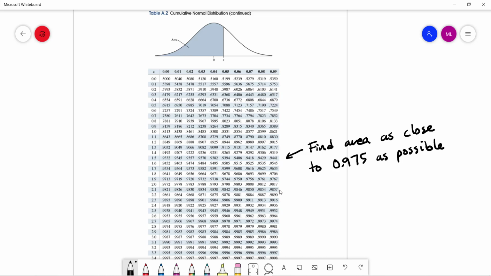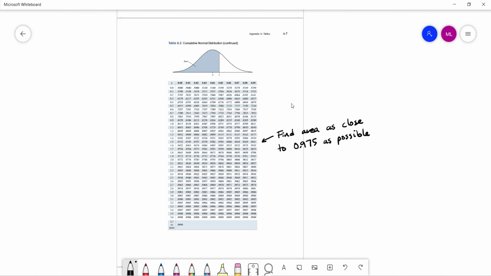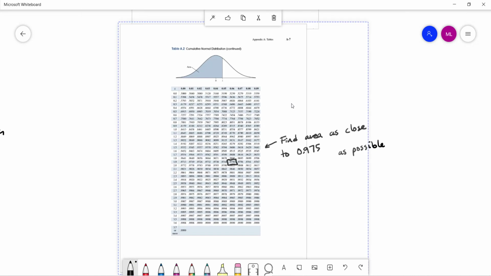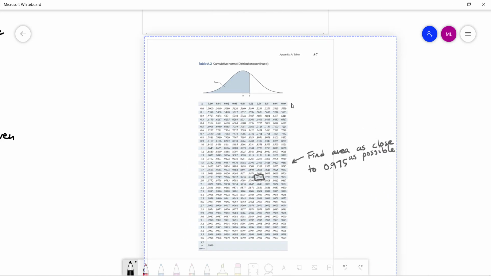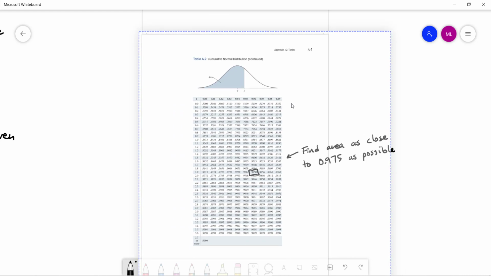So if we go through this, I see some 0.97s down here. This is still a little high. Let's see, right there, 0.9750. It shows up almost exactly here. So there's the value that we're looking for. That's the area that we needed.